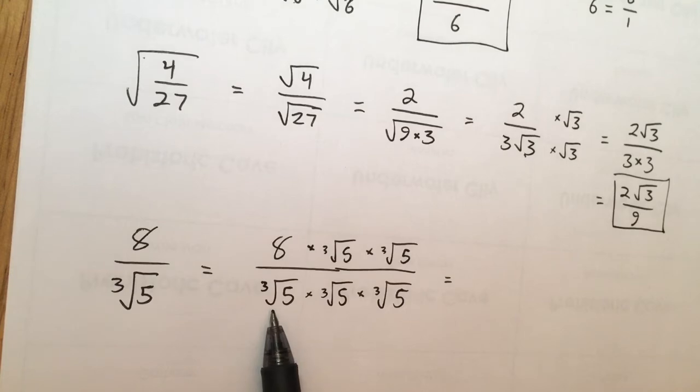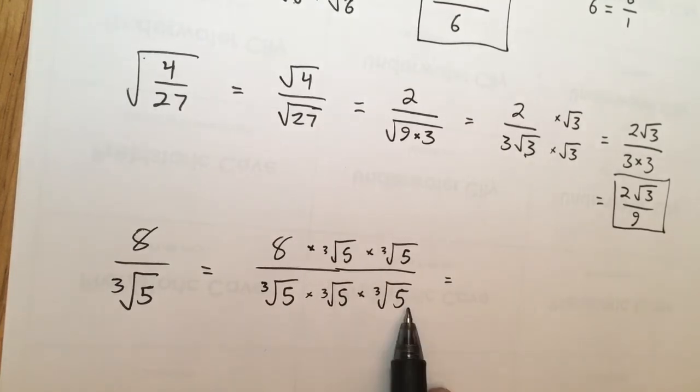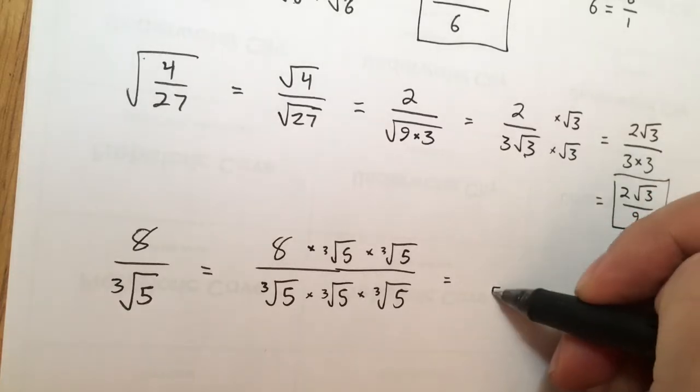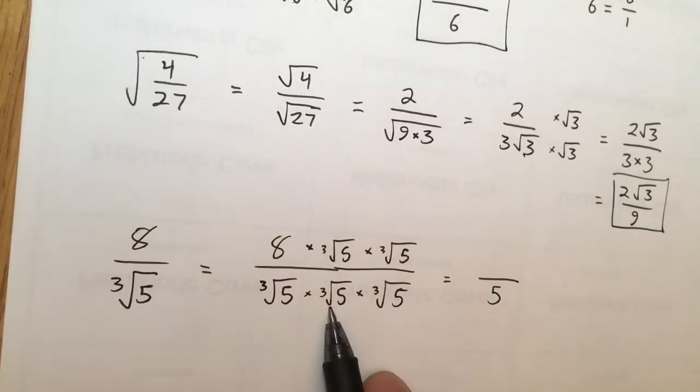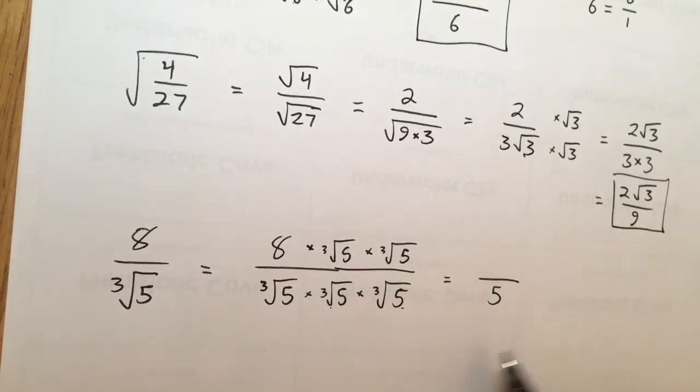So now look what I got in the bottom. Cubed root of 5 cubed. I got 3 of them, so this becomes 5 in the denominator. If I take the cubed root of something and then cube it, 1, 2, 3, I just get that something. So that's what I have to do here.